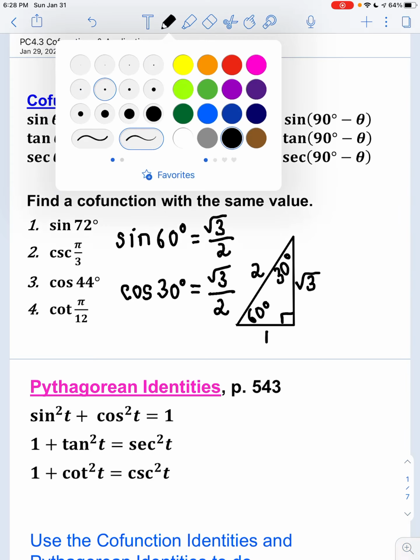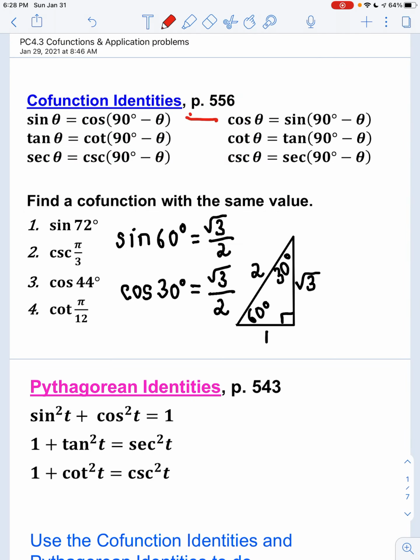That's why up here, for the cofunctions, you see these two statements. The sine of an angle theta has to be equal to the cosine of 90 degrees minus theta. Since the two acute angles add up to 90, that's why we're taking 90 minus theta. Theta would be like 60, and 90 minus 60 would be 30. So this diagram confirms that relationship. And so now we can apply these cofunction identities to other problems.